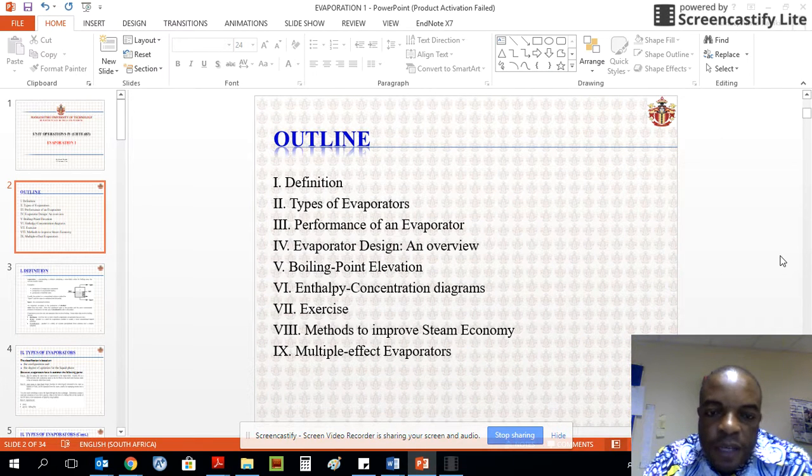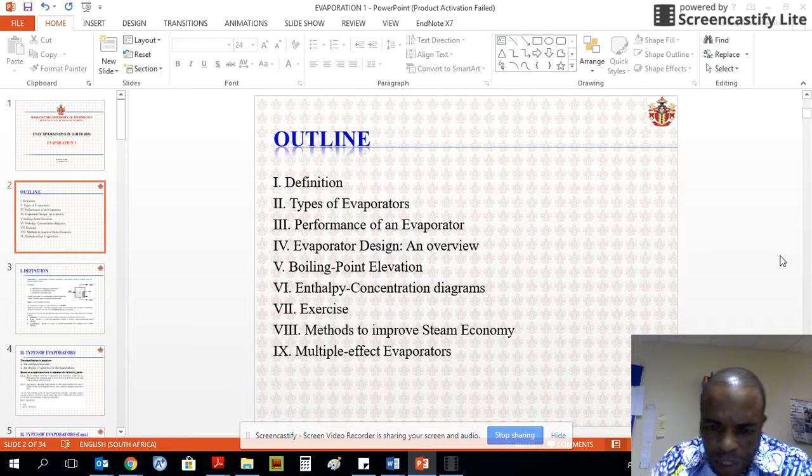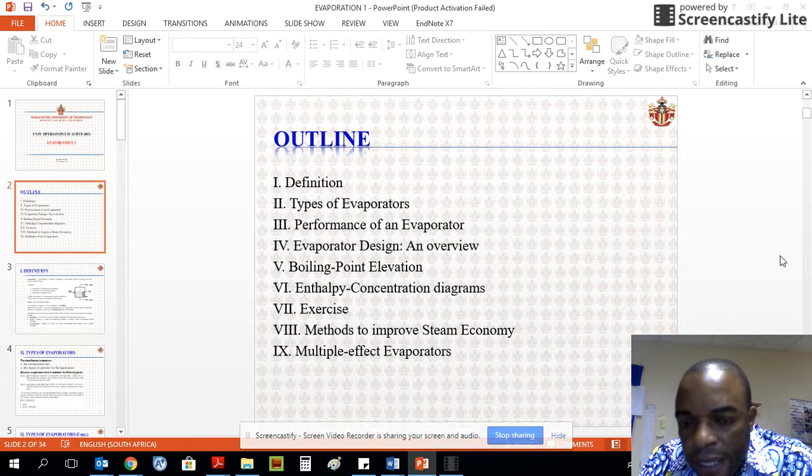We'll look at the boiling point elevation. We'll revise quickly enthalpy concentration diagrams. We discussed this during our previous topic, that is crystallization. We'll focus more on multiple effect evaporators as a method to improve steam economy.